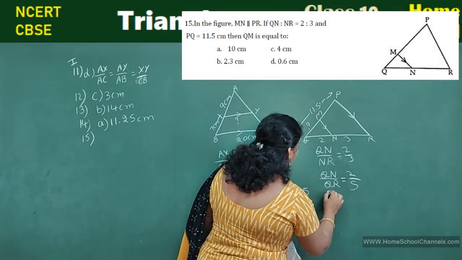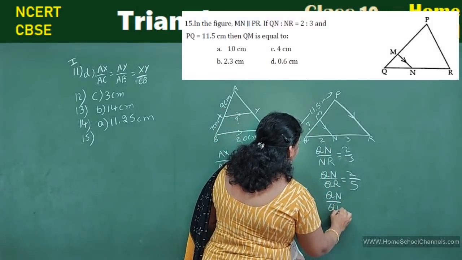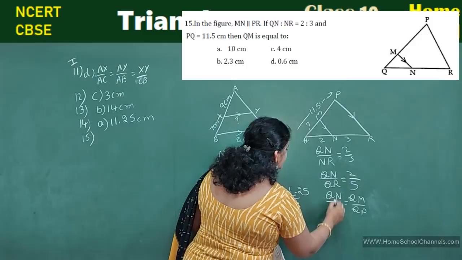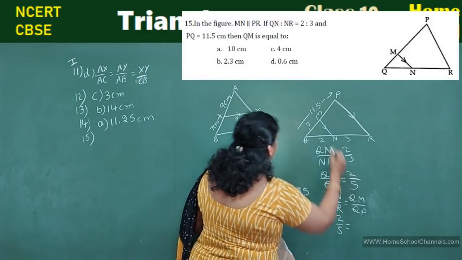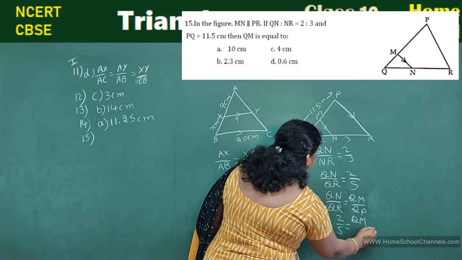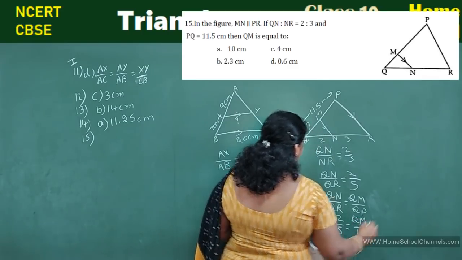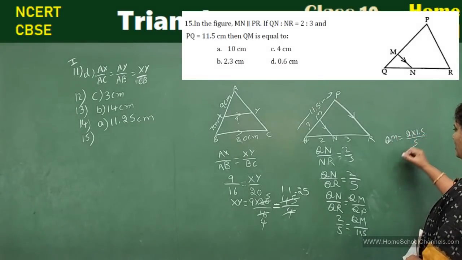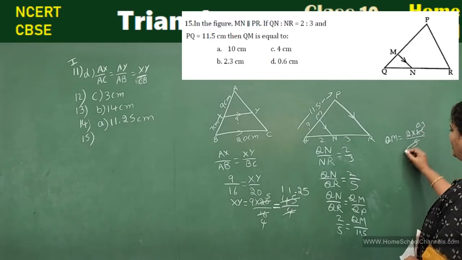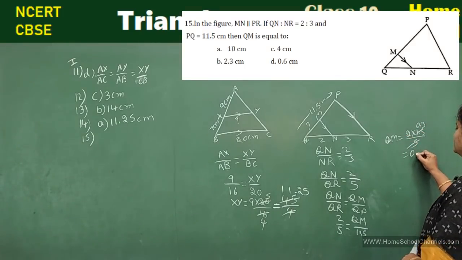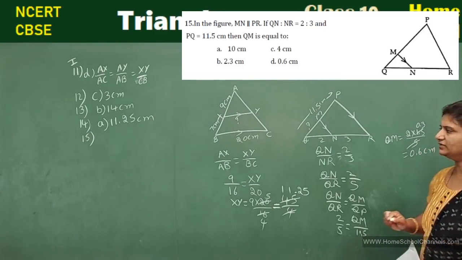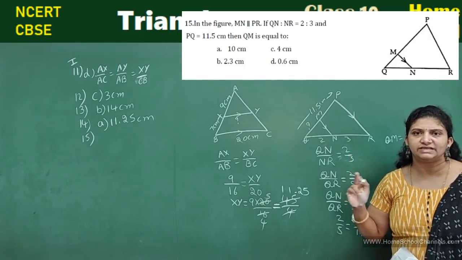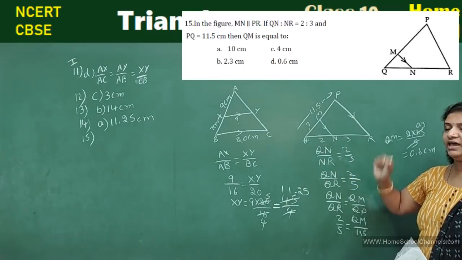And I need to find QM. QN by QR is equal to QM by QP. What is the QN by QR ratio? 2 by 5. QM we don't know. QP value is 11.5. So now QM is equal to 2 into 1.5 by 5. This will be 0.3, and 0.3 into 2 will be 0.6 centimeters. Therefore, QM length is 0.6 centimeters.